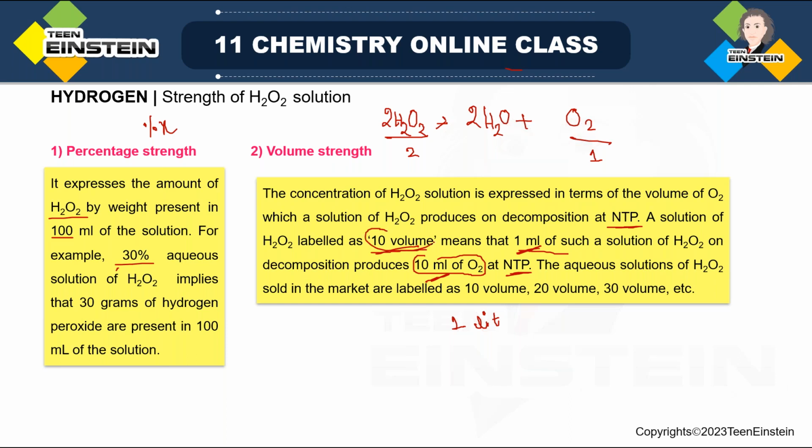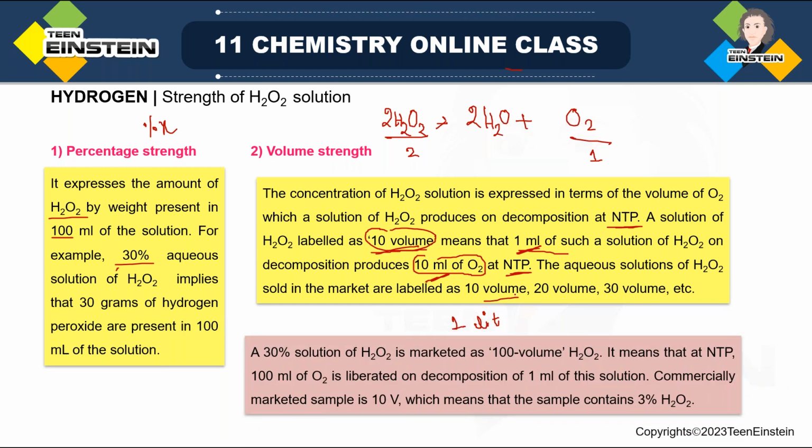That is how you know if it is written as 10 volume. The solution of H2O2 sold in the market is labeled as 10 volume. So these are some normal volume strengths that are available in the market: 10 volume, 20 volume, 30 volume, etc.